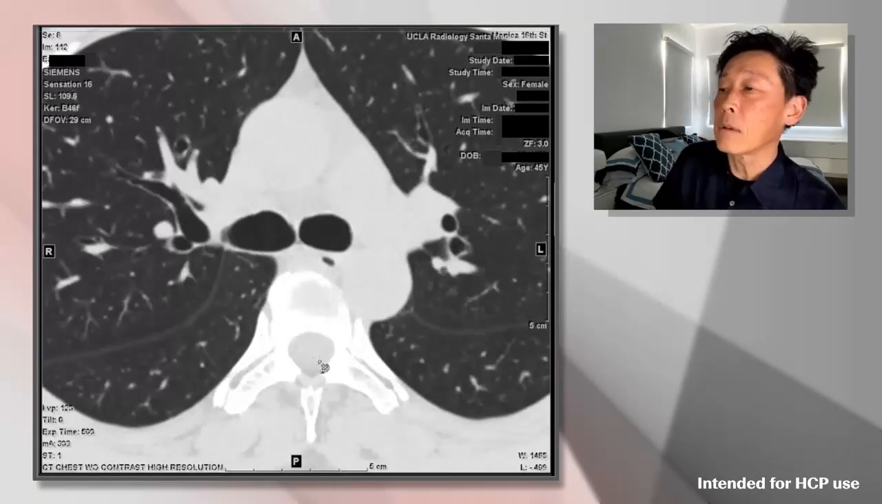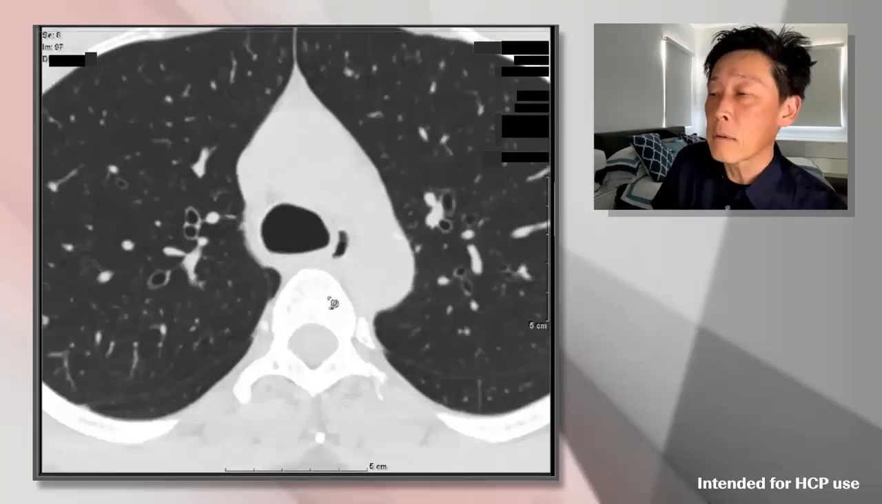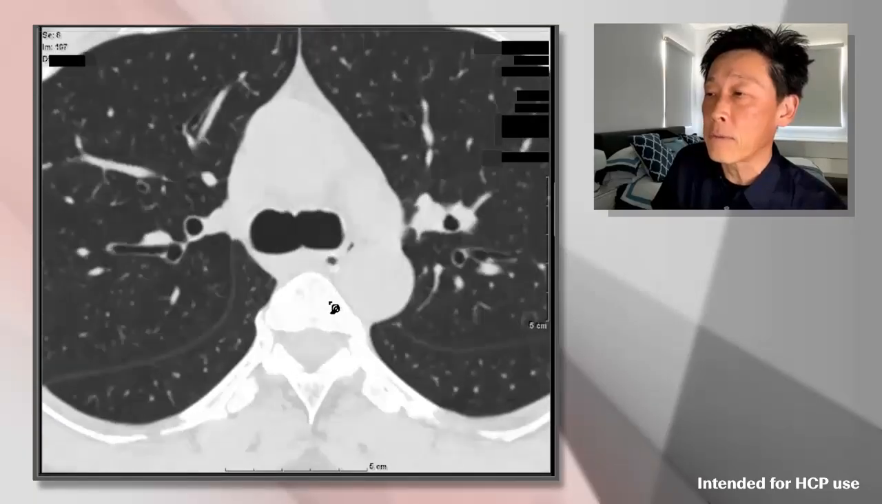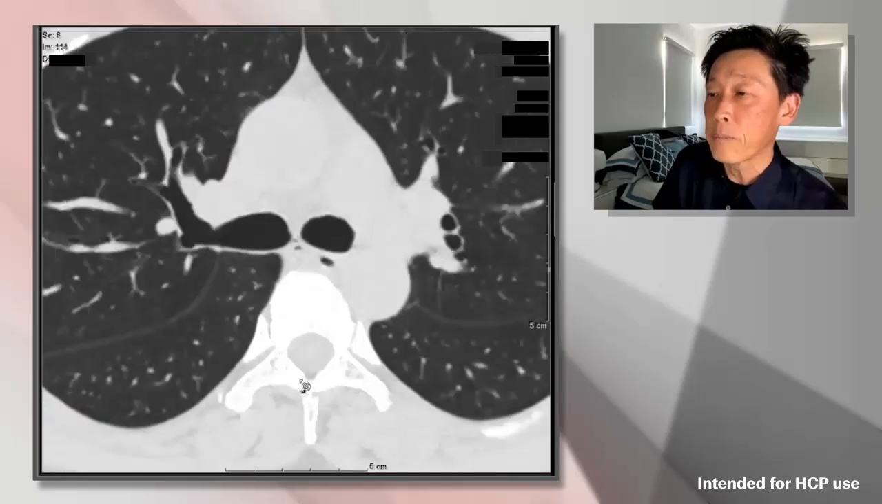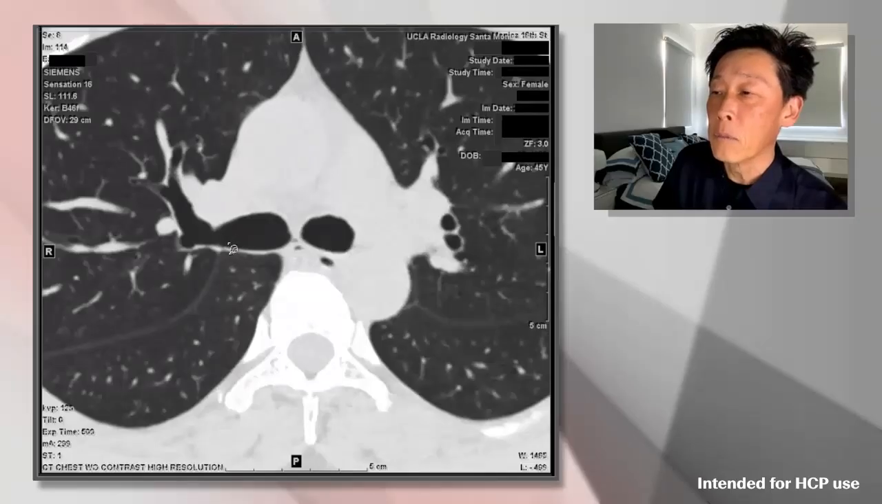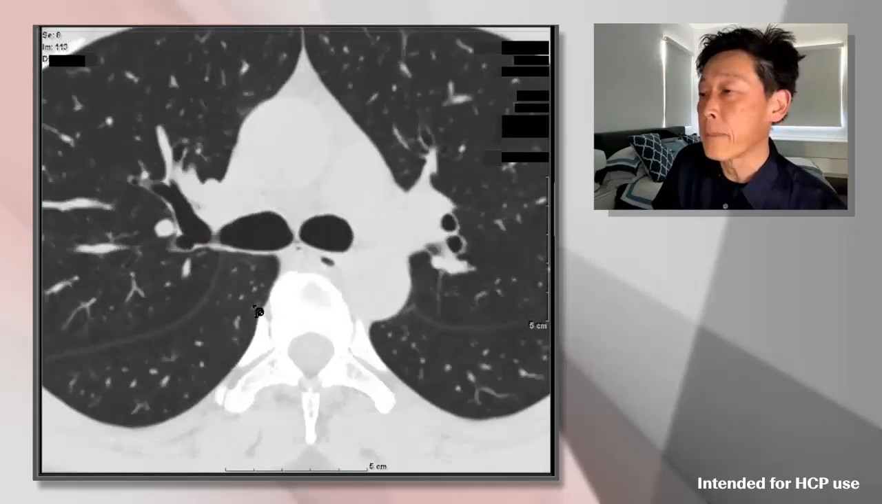Now, if we look at more of the central structures of the chest, we can see the trachea. As we follow this structure inferiorly, it divides into the right mainstem bronchus and the left mainstem bronchus. As we move a little more inferiorly, we can see the right upper lobar bronchus going into what we know as the anterior segmental and apical posterior segments.